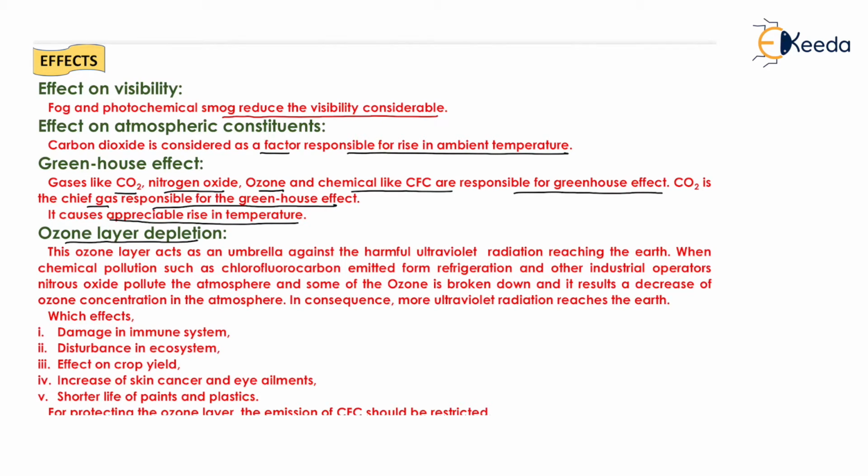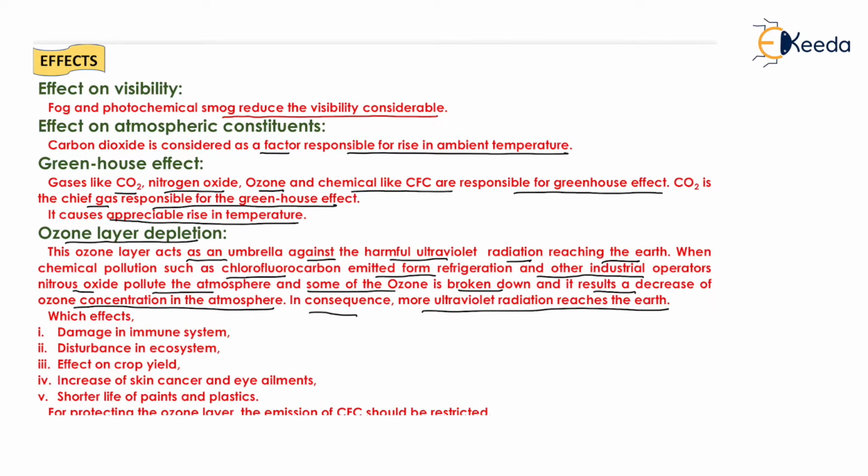The ozone layer acts as an umbrella against the harmful ultraviolet radiation reaching the earth. When chemical pollutants such as chlorofluorocarbon emitted from refrigeration and other industrial operations, and nitrous oxide pollute the atmosphere, some of the ozone is broken down, and it results in a decrease of ozone concentration in the atmosphere. In consequence, more ultraviolet radiation reaches the earth. We all know that above the atmosphere there is a layer of ozone which protects us from the harmful ultraviolet radiation of the sun.